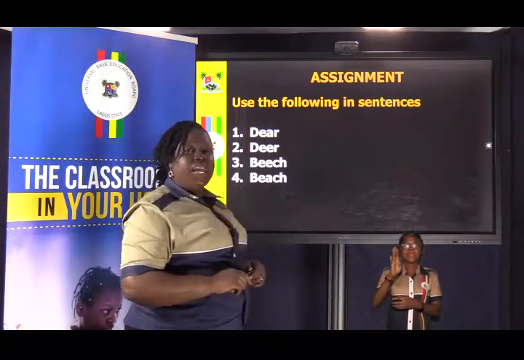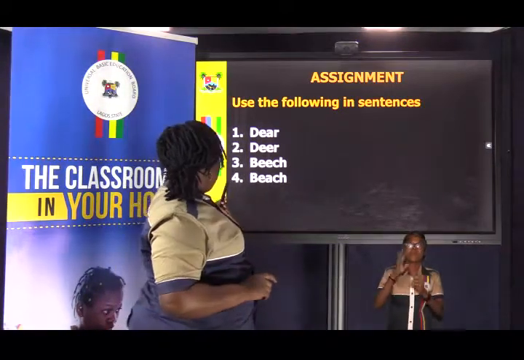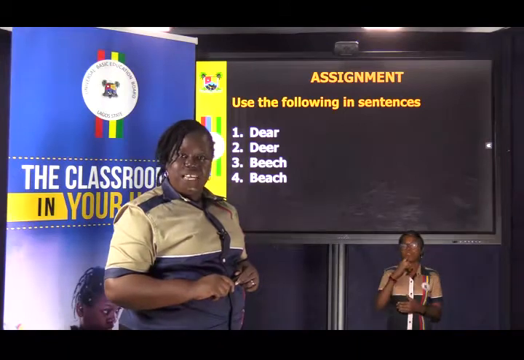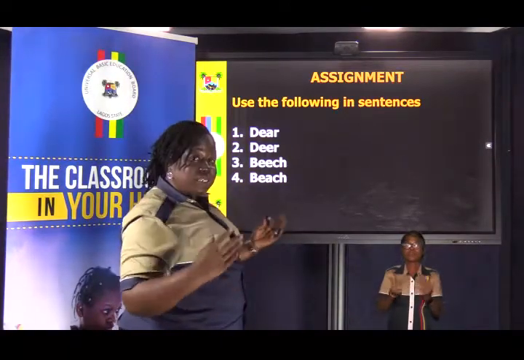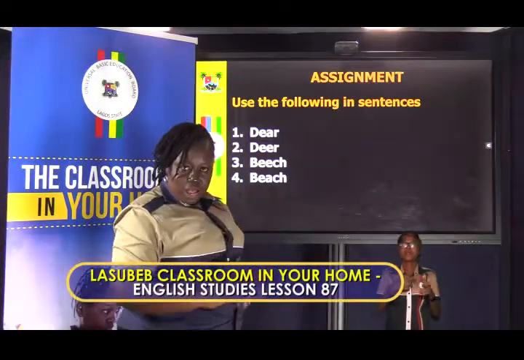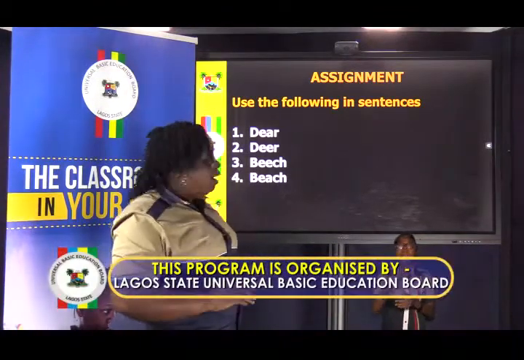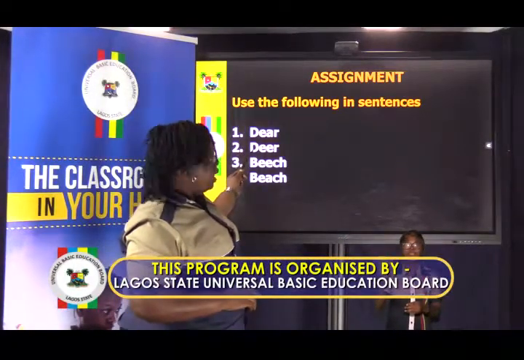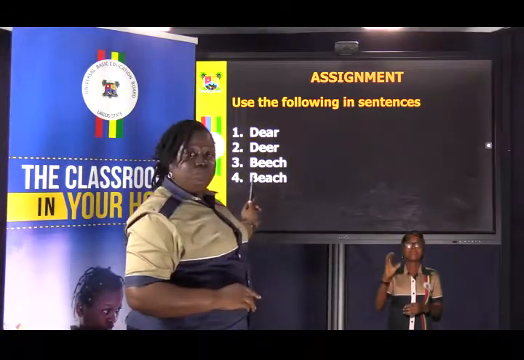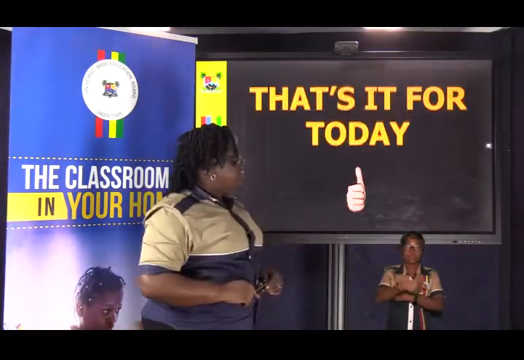Number 3. Beech, B-E-E-C-H. Beech. And the last one, beach, B-E-A-C-H. Beach. You make simple sentences with those words I've called out for you. Are you ready? Have you finished writing? Good. The words again are dear, D-E-A-R, deer, D-E-E-R, beech, B-E-E-C-H, and beach, B-E-A-C-H. Well done.